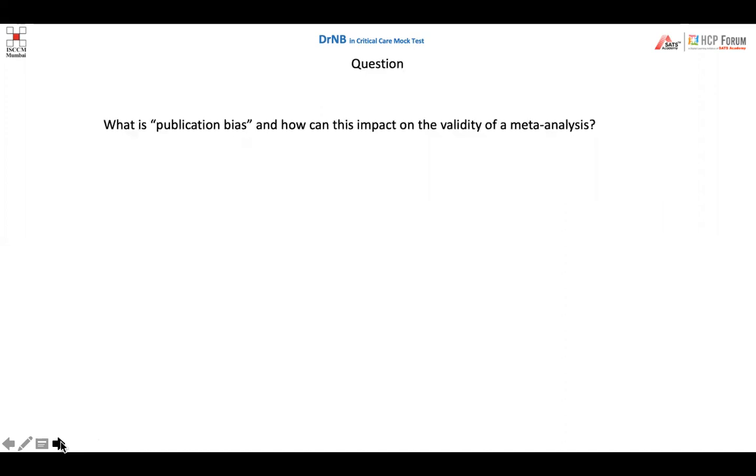What is publication bias and how can this impact the validity of a meta-analysis?